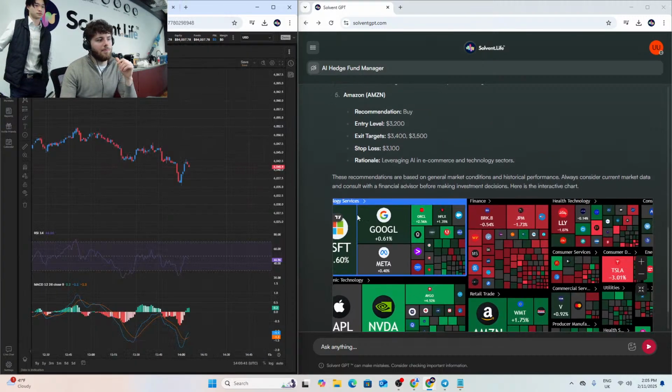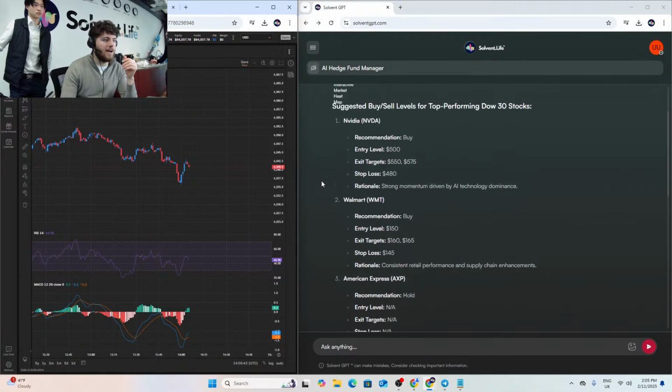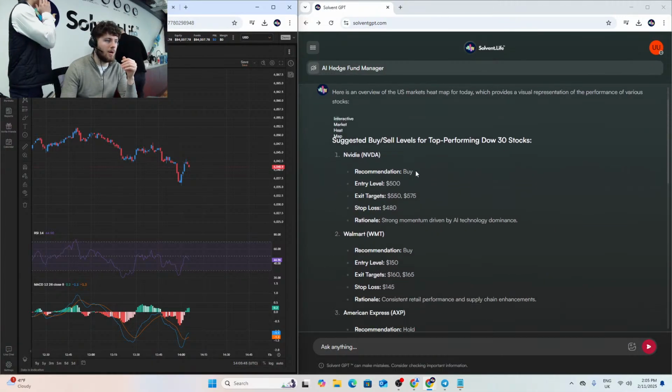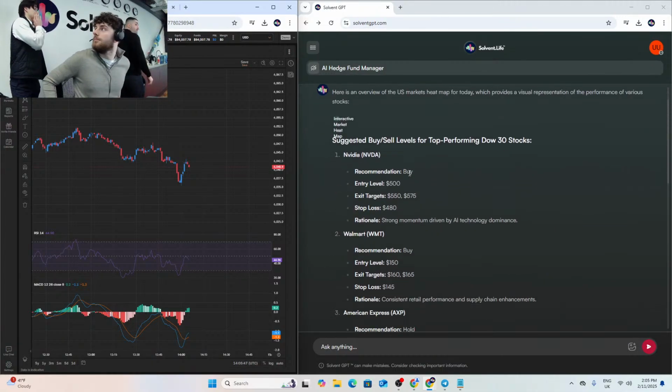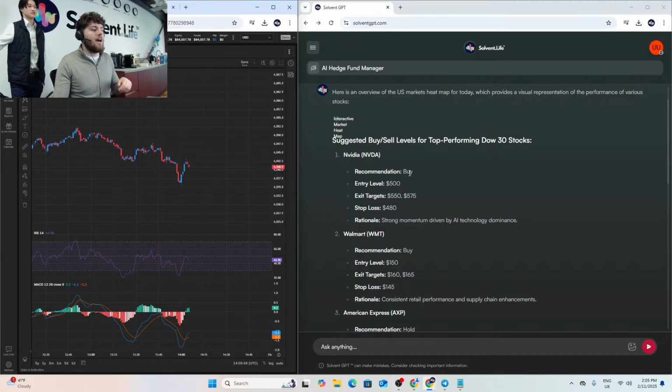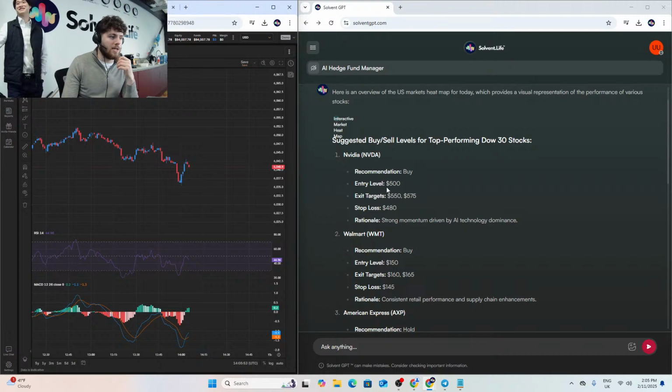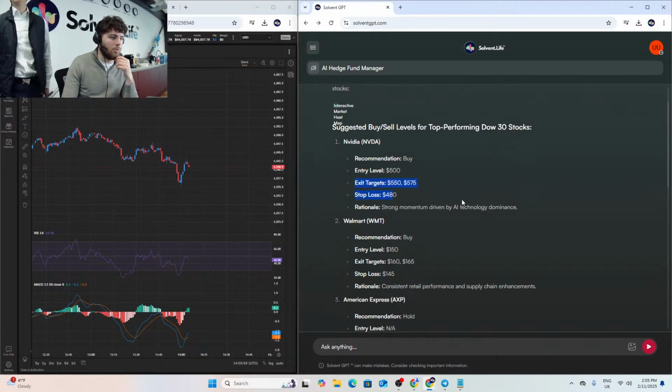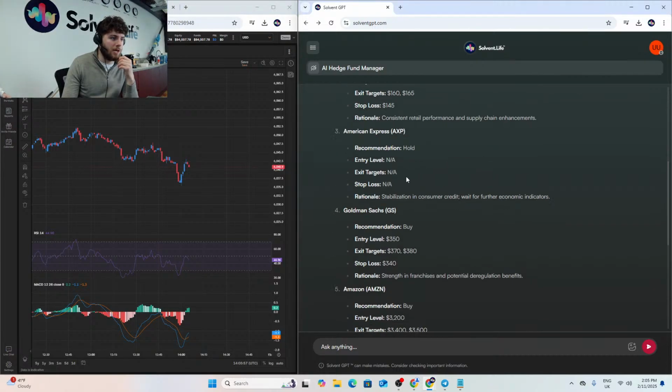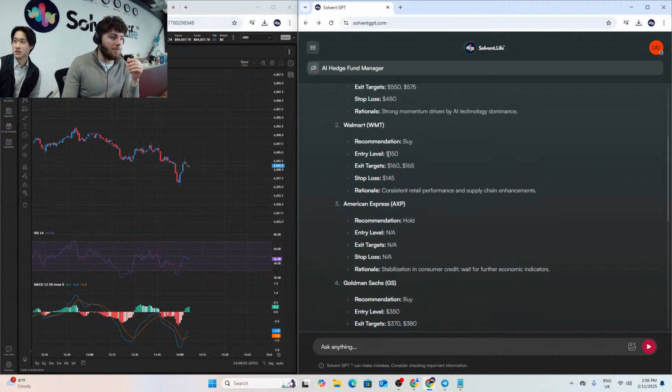Now, what we've been recommended, top performing Dow 30 stocks of this week with buy and sell levels. So we have number one, Nvidia, number two, Walmart. Walmart is recommended we enter around 150. We have two exit targets, one at 160, one at 165, and then we have a stop loss of 145.